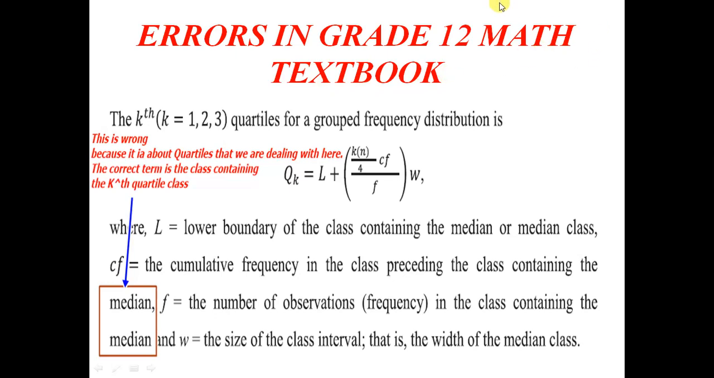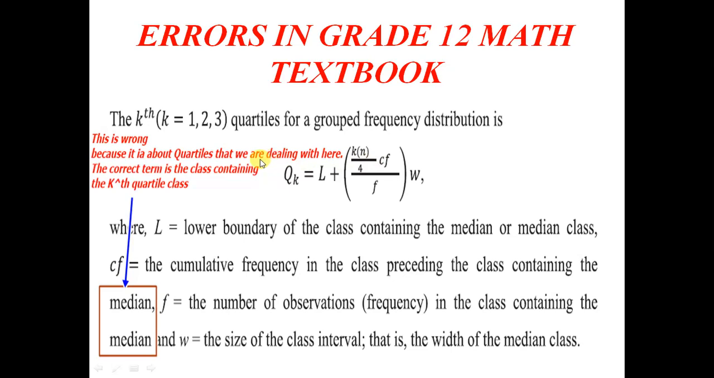Here I present some of the errors that I found or observed in the Ethiopian Grade 12 Mathematics textbook. Here in chapter 3, page 166, the presentation was about quartile for grouped frequency distribution. As you can see, the formula is correct, even though there is a minus missing here, that is also an error.